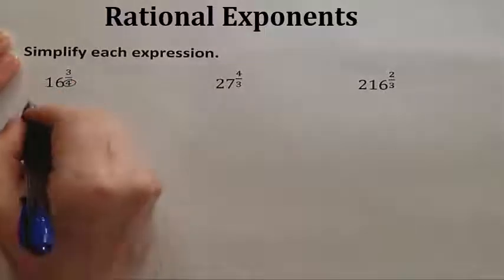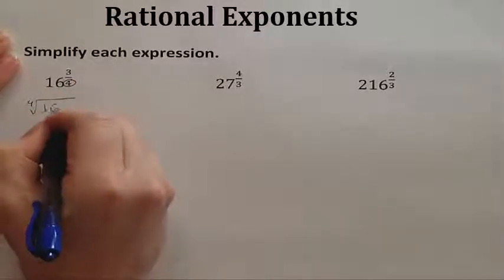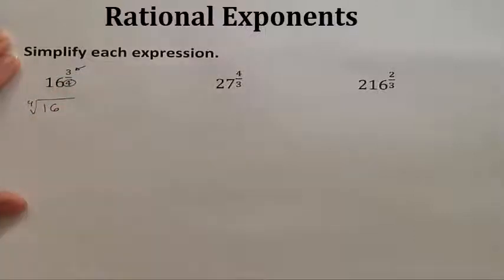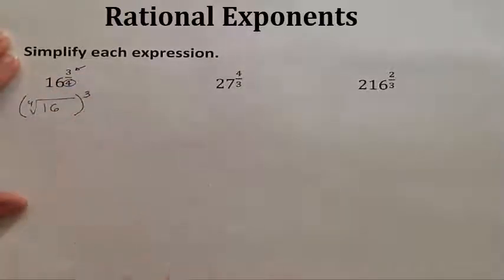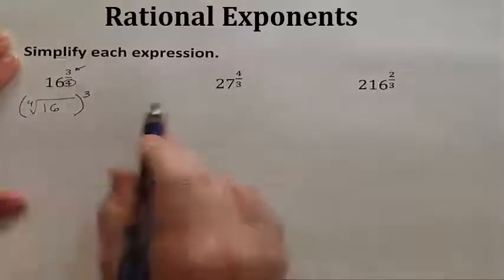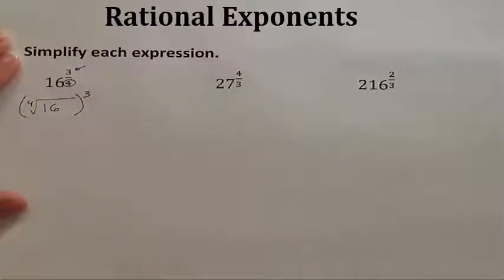This denominator is my root, so I have the fourth root of 16. What do we do with the new numerator since it's no longer 1? You put all of this in parentheses and you raise it to that power. Let's go ahead and do that to both of these so we have them ready to go.